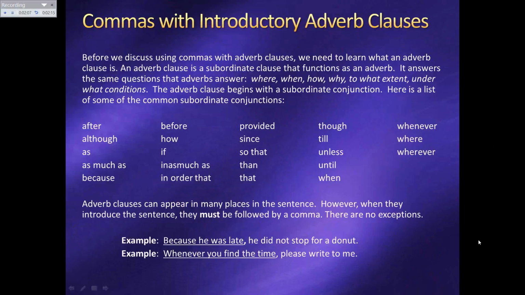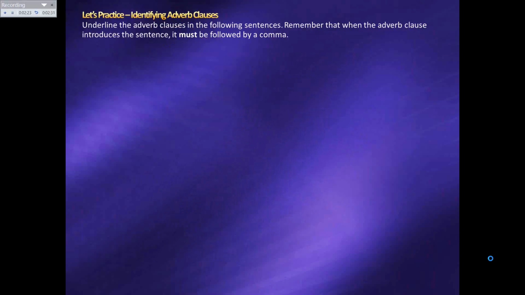The next example, whenever you find the time, please write to me. So this is your subordinate clause. It starts with your subordinate conjunction, and because it introduces the sentence, you absolutely must have a comma after that subordinate clause. And we'll practice some of these, just identifying adverb clauses. I'd like for you to underline the clauses in the sentence, and remember that when it introduces a sentence, you have to have a comma after it.